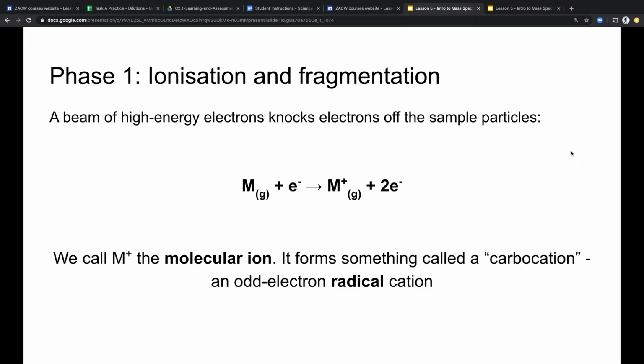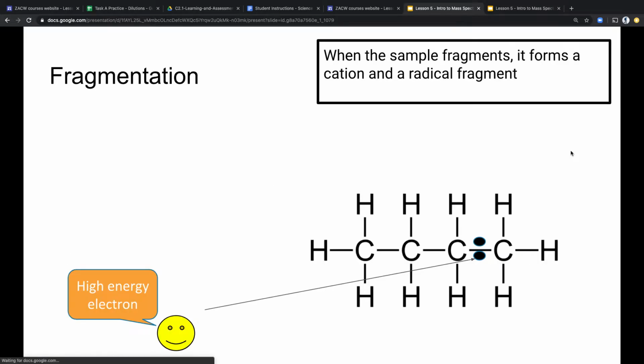And in organic chemistry, you've heard me refer to carbocations once in a while. It's an odd electron radical cation. So it has an odd number of electrons because we just removed 1 rather than a pair. So we call that lone electron a radical. And it's a cation. Cool.